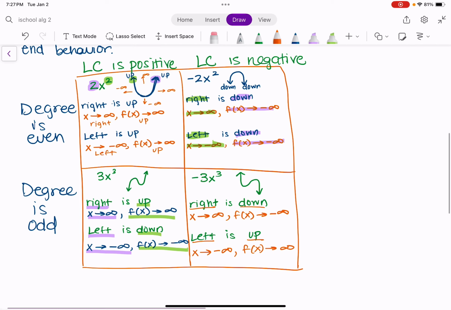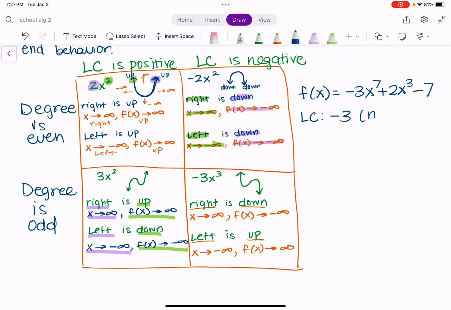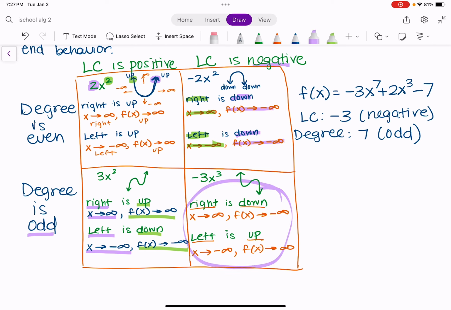So let's say, for example, they give you this function. Let's say f of x equals negative 3x to the 7th plus 2x to the 3rd minus 7, okay? First thing you want to do, identify your leading coefficient. That's negative 3. Is it positive or negative? It's negative. What's your degree? The degree is 7. Is that even or odd? It's odd. So we're looking at the odd and we're looking at the negative. So negative and odd is right here, right?